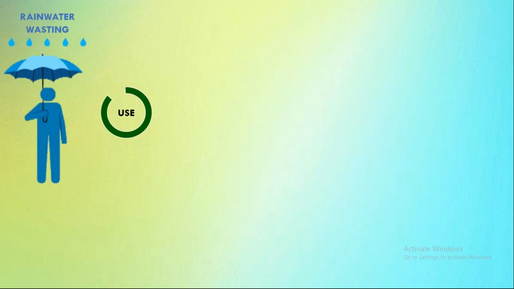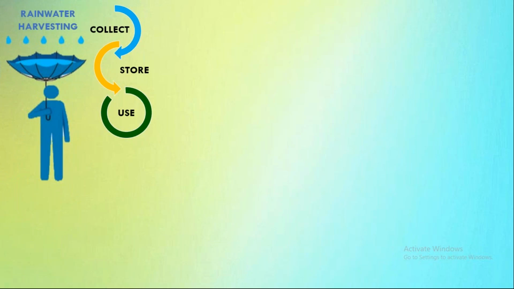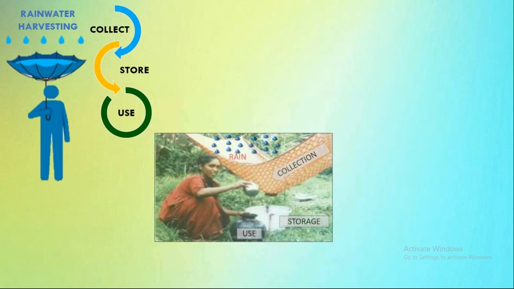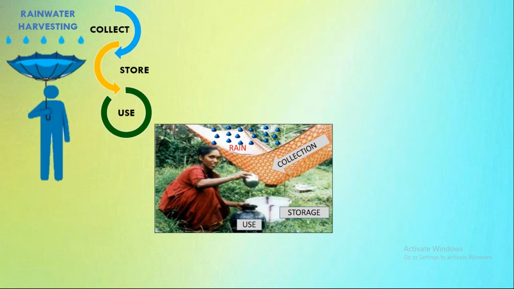If you want to use the water effectively, we have to store it, and before storing, we have to collect it. This is the basic concept of rainwater harvesting: we collect, then we store, then we use our water. So we move from water wasting to water harvesting. Water harvesting is nothing but just collecting the rainwater in a particular storage and using it whenever it is required, or whenever there is a lean period of rainfall.